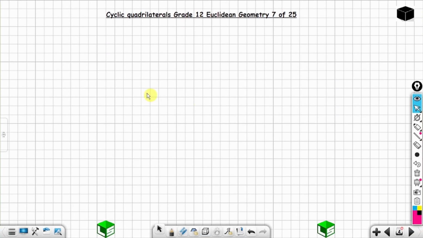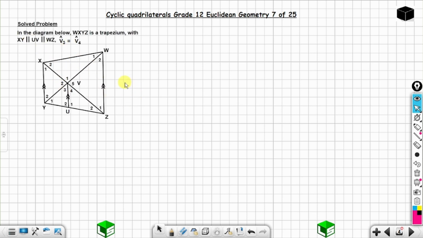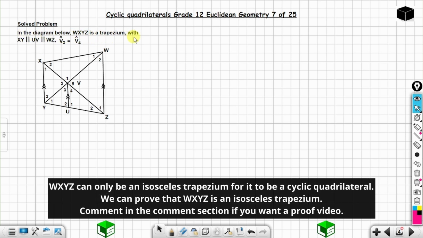Okay, now let's solve a problem. You are given this problem. In the diagram below, WXYZ is a trapezium with XY parallel to UV parallel to WZ. The angle V3 is equal to the angle V4. Now, show that WXYZ is a cyclic quadrilateral.